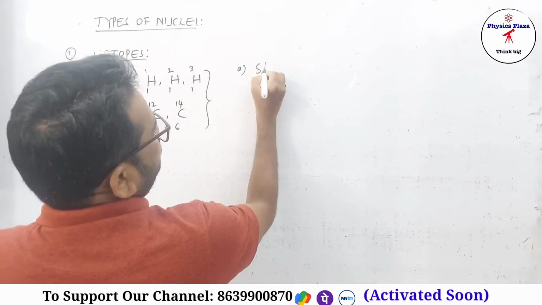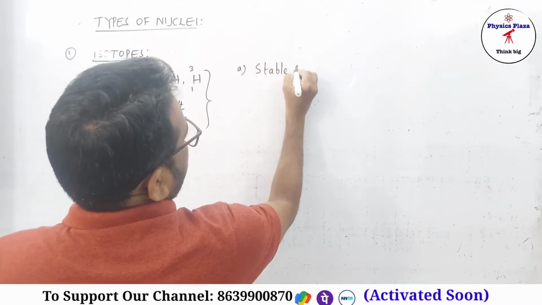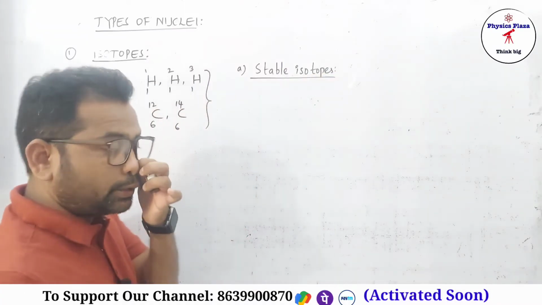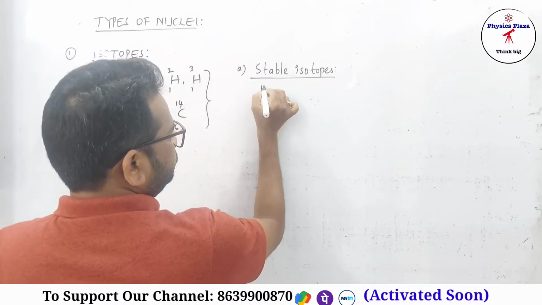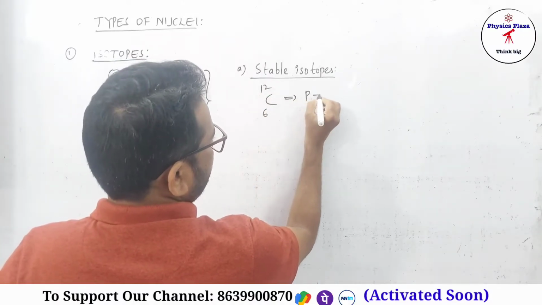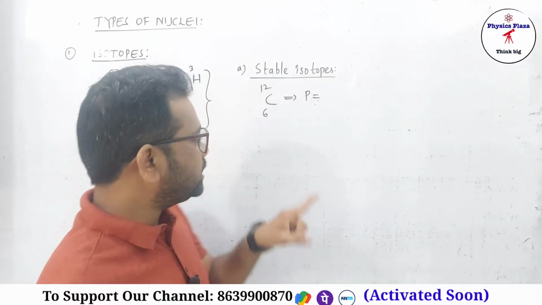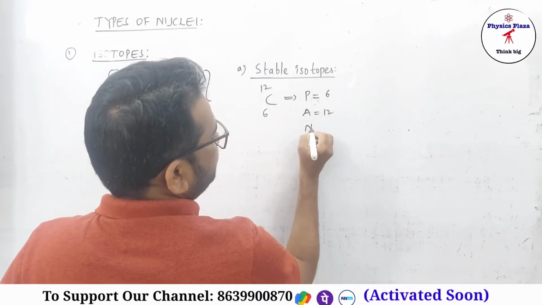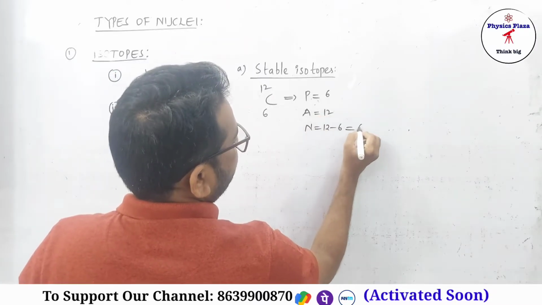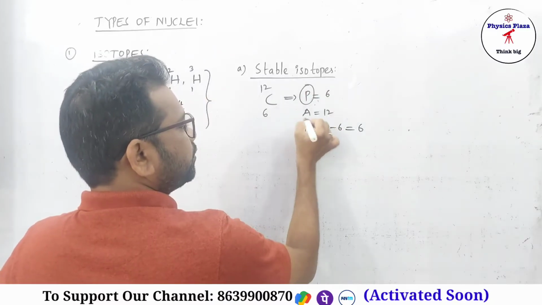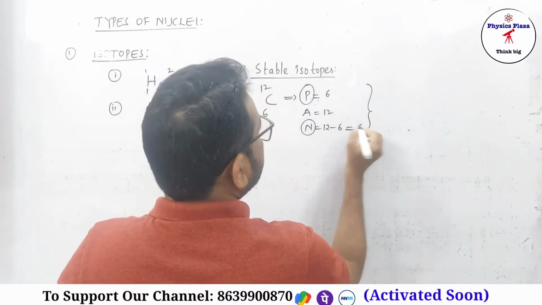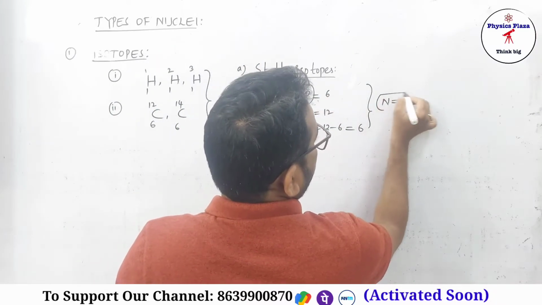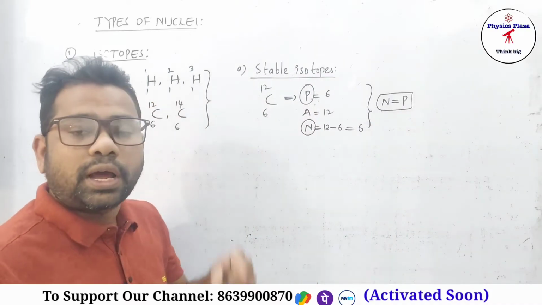Here, there are two types of isotopes. The first one is stable isotopes. Let me give you an example, then you will understand. Let us take C612. Children, the number of protons is nothing but the atomic number, so that is 6. The mass number is 12. The neutron number is 12 minus 6, which is 6. Notice that the number of protons and the number of neutrons are equal. So stable isotopes are the isotopes in which the number of neutrons is equal to the number of protons.